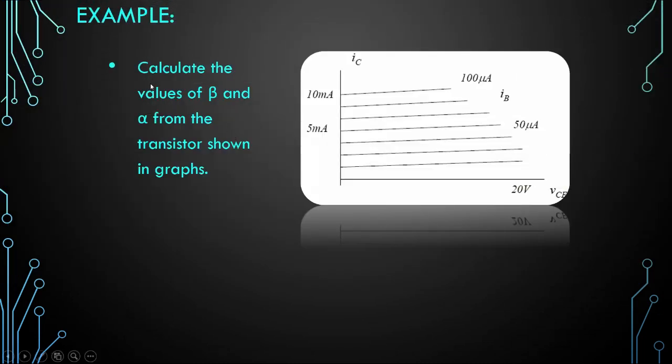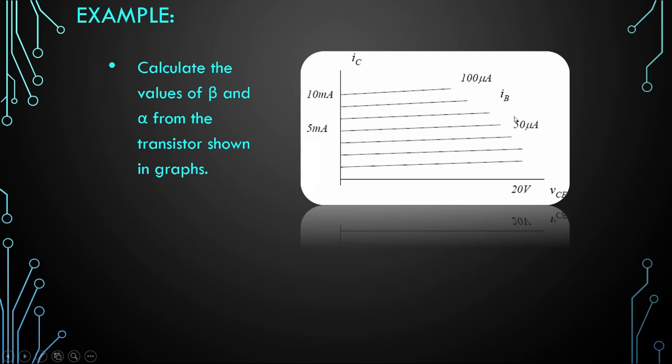Similarly, we can have another example. Here one graph is given and the value of beta is to be calculated. We will see this type of graph again, but here, vertical is always current, horizontal is always voltage. Here we can see IC. This is the output graph. IC is output current, VC is output voltage. So collector is output and VC is the collector emitter voltage. So this is the output part, and we have to calculate beta from this particular graph.